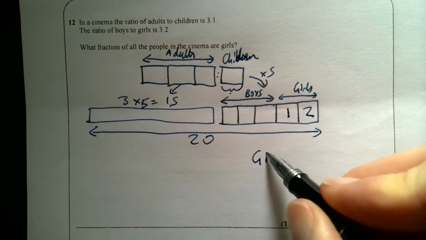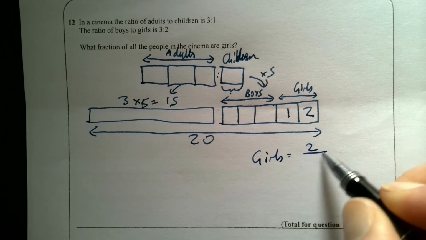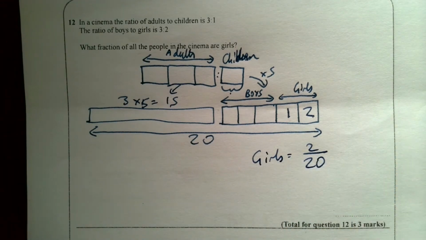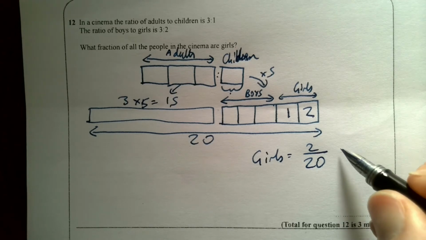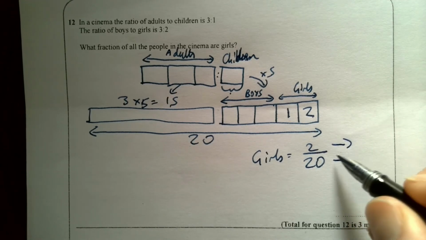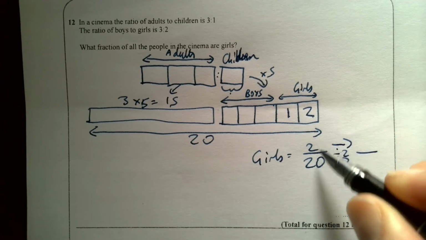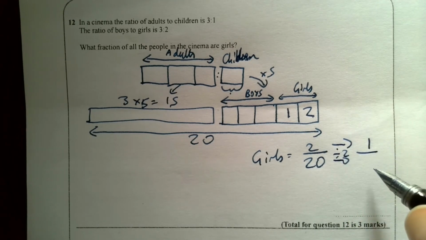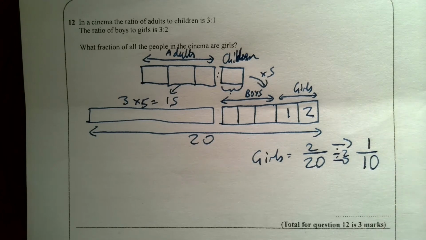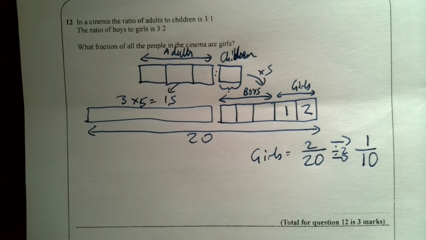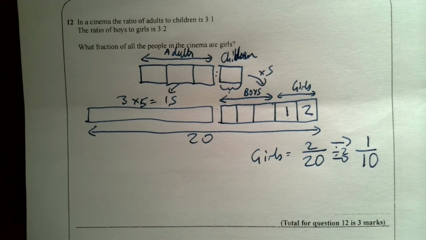So girls are 2/20ths of all the people. It hasn't said in its simplest form, but they would really want that. So let's then divide top and bottom by 2, because 2 goes once into 2 and 10 times into 20. So 1/10 of all the people are girls.